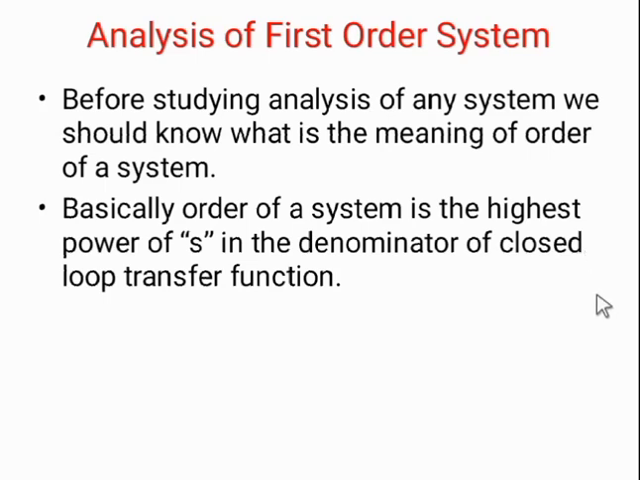Analysis of the first order systems. Order of system is defined by the highest power of s in the denominator. If in the denominator the power of s is 0, it is a type 0 system. If the power of s in the denominator is 1, it is a type 1 system, and further type 2 and type 3 systems. So before studying the analysis, we should first know the meaning of order of systems. Basically, the order of a system is the highest power of s in the denominator of a closed loop transfer function.